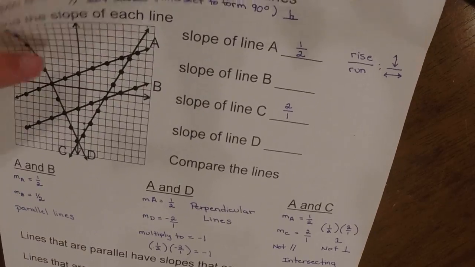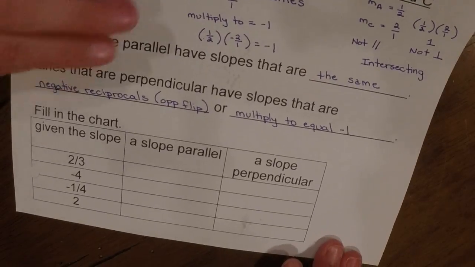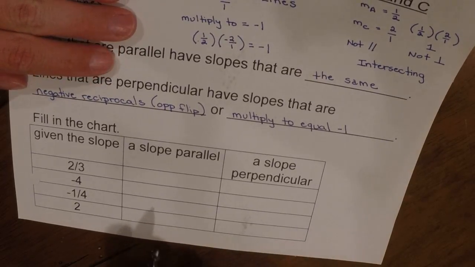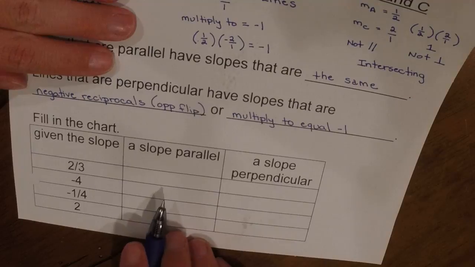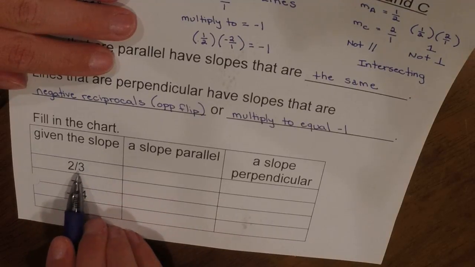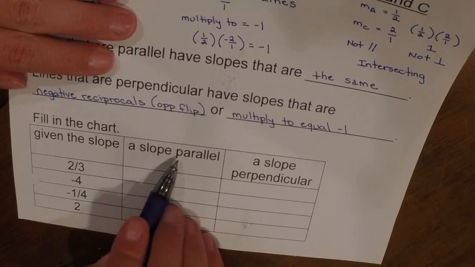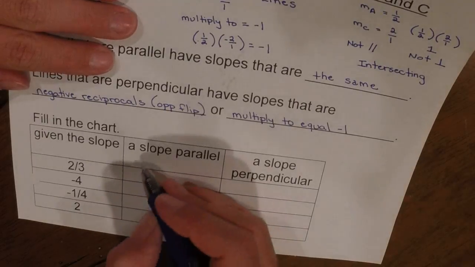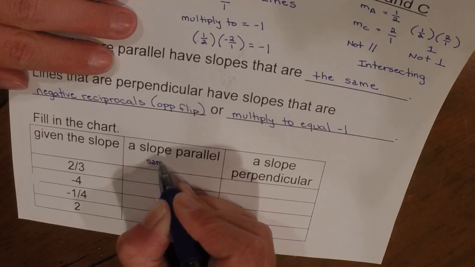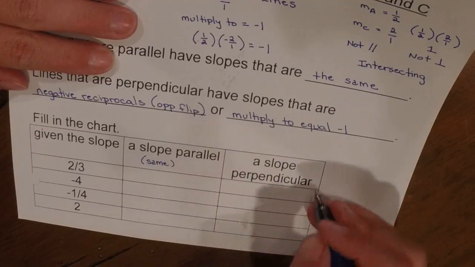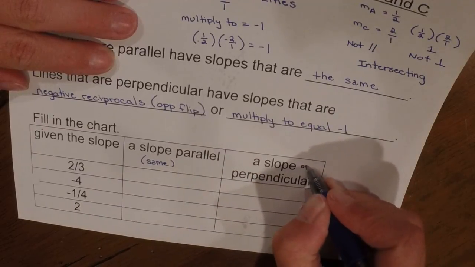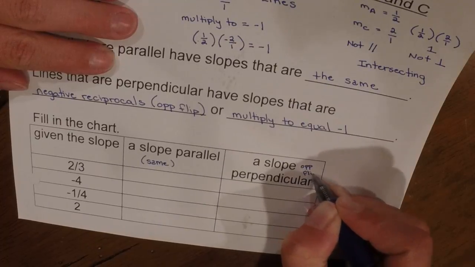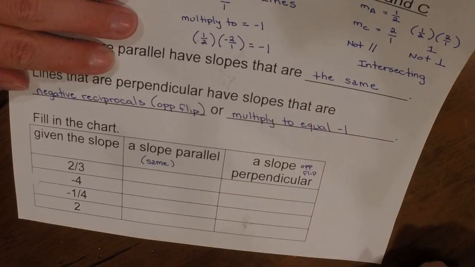So using that as an idea, let's look down here at the bottom. And it's given you this box, and it says, given that this is the slope, what would be a slope that's parallel, and what would be a slope that's perpendicular? Well, remember, parallel means that they are the same. Perpendicular means that these are going to be the opposite flip, or negative reciprocal.